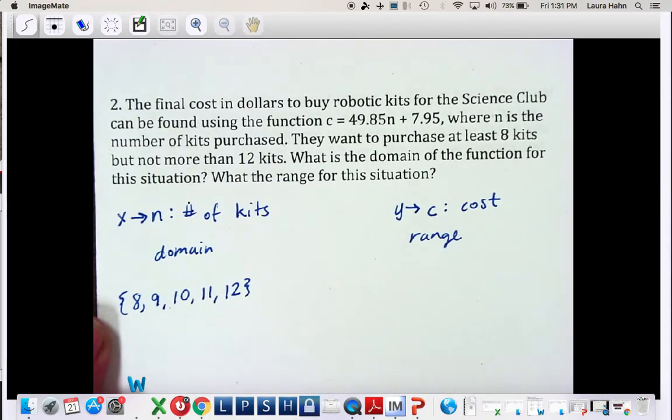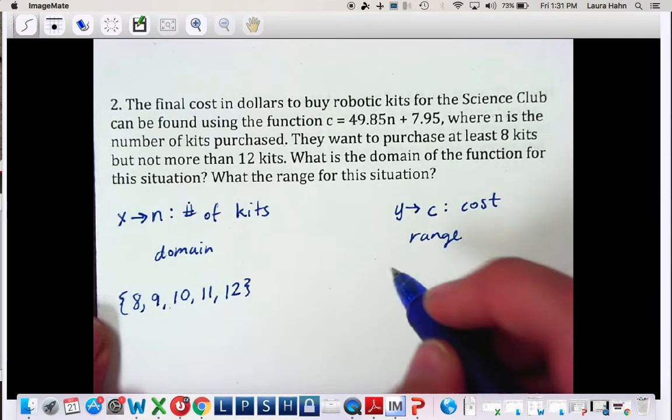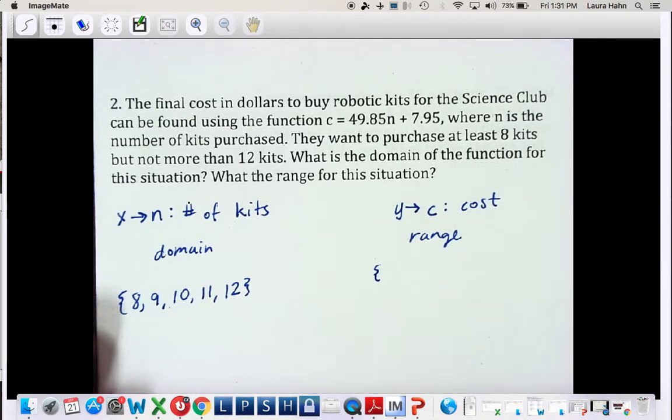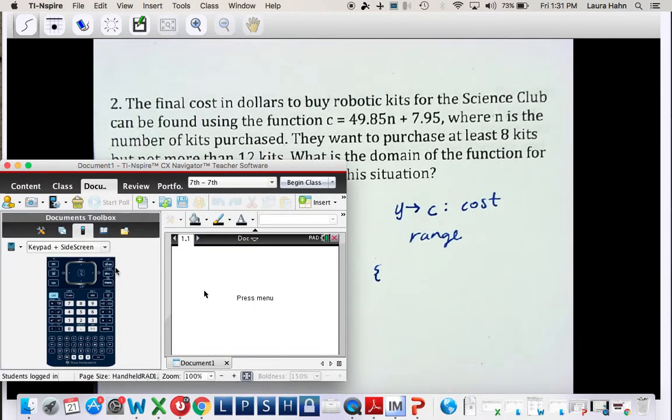Okay, range is my cost. So now I need to put a list of what it would cost me if I would buy each of these number of kits. Okay, I think my calculator came up on here so we can see it better. Okay, so make this a little bigger.